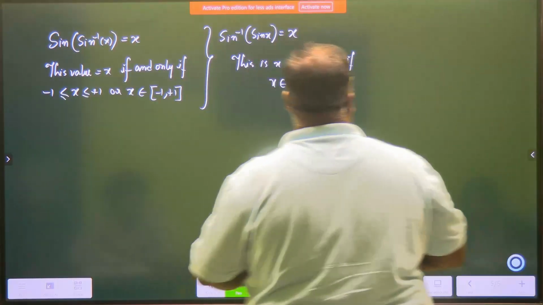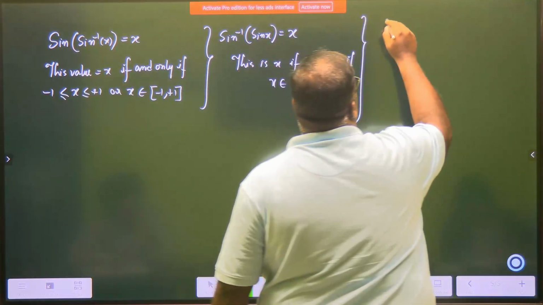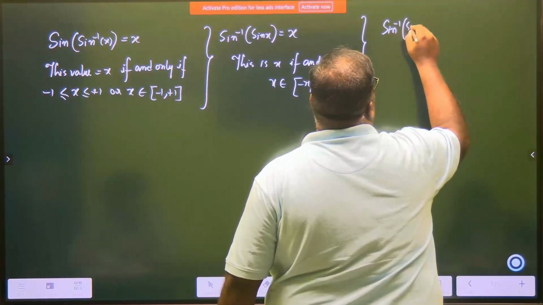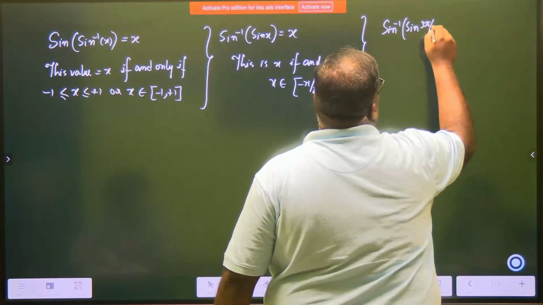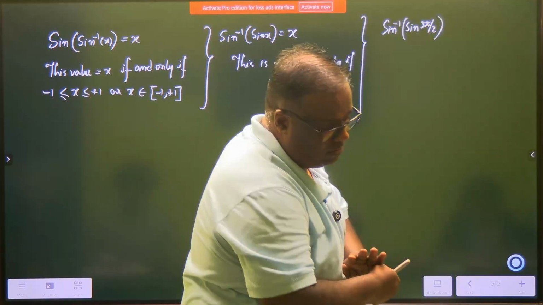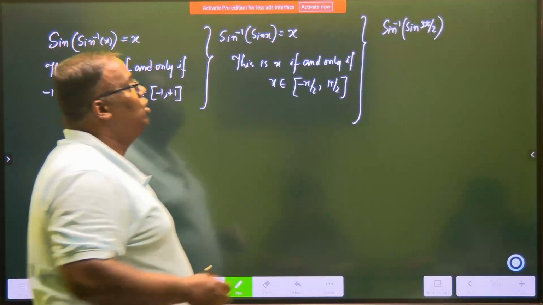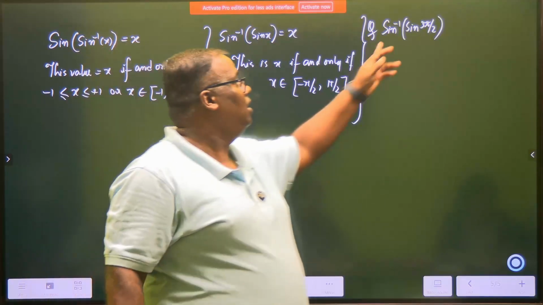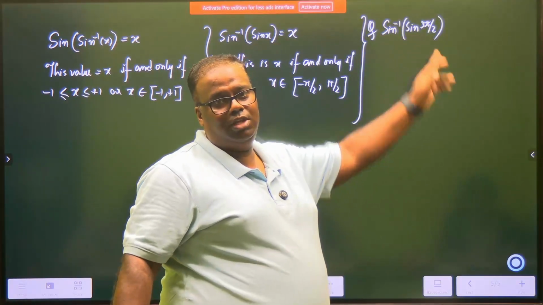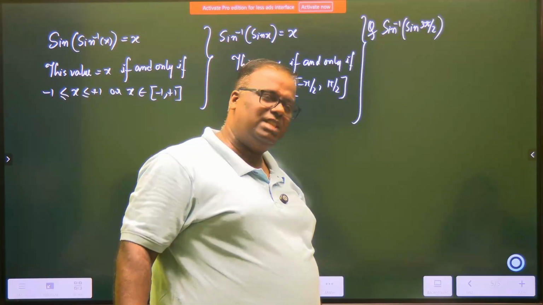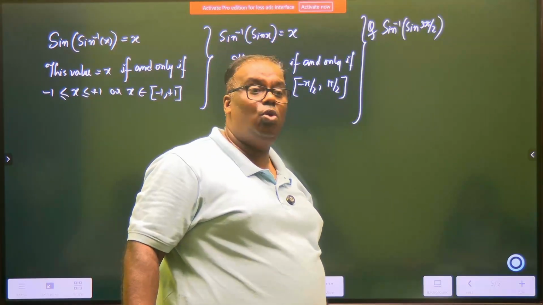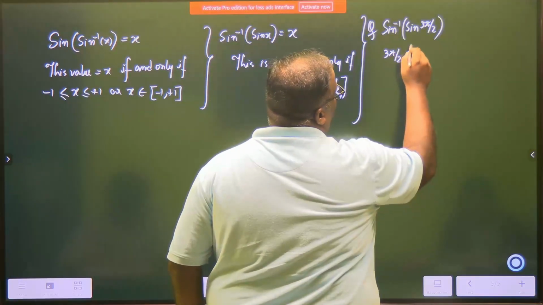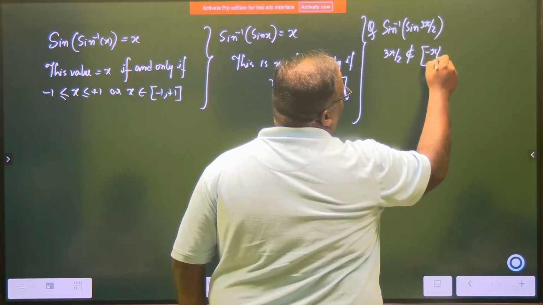So based on this, let's take up a problem: sine inverse of sine 3 pi by 2. We are supposed to solve this problem. Now what will you do? You feel this is Covaxin, this is COVID, and you will give the answer as 3 pi by 2. But can a sine inverse function give 3 pi by 2? No. Why? 3 pi by 2 does not belong to negative pi by 2 to pi by 2.